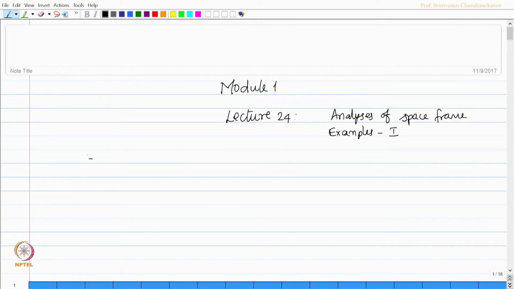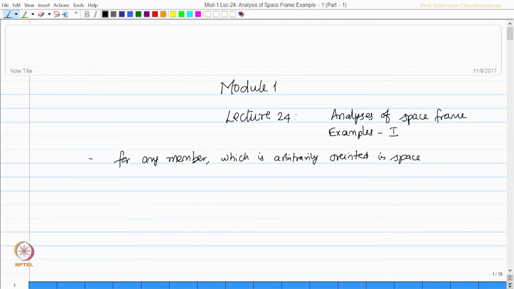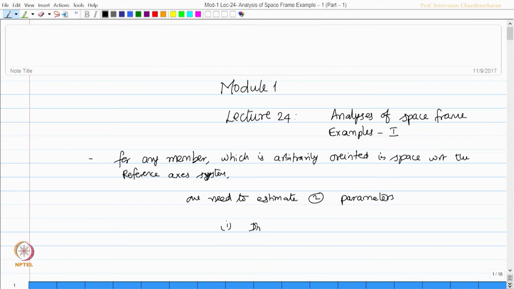We said that for any member which is arbitrarily oriented in space with respect to the reference axis system, one needs to estimate two parameters, namely the direction cosines and the psi angle.